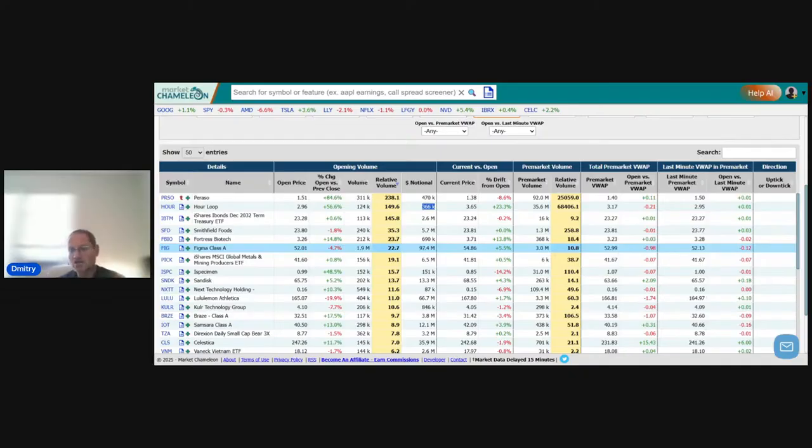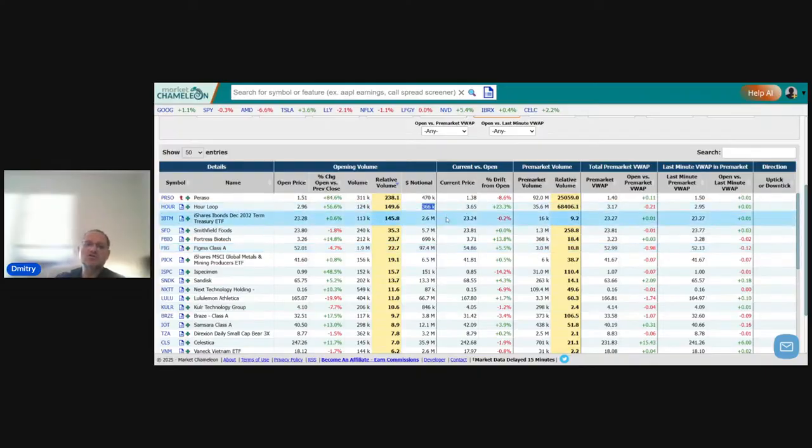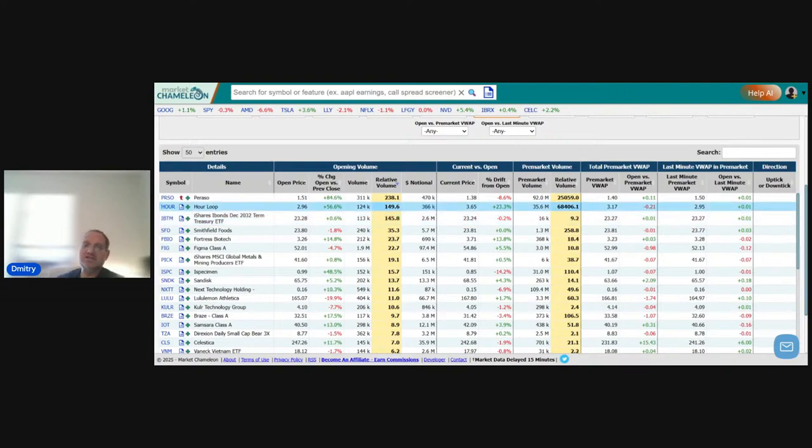$366,000 worth of stock traded in the morning, which may not be that much, but for this stock it is, because it's a low price stock. So about $366,000 worth of stock, if we take the volume times the price, traded at the open.